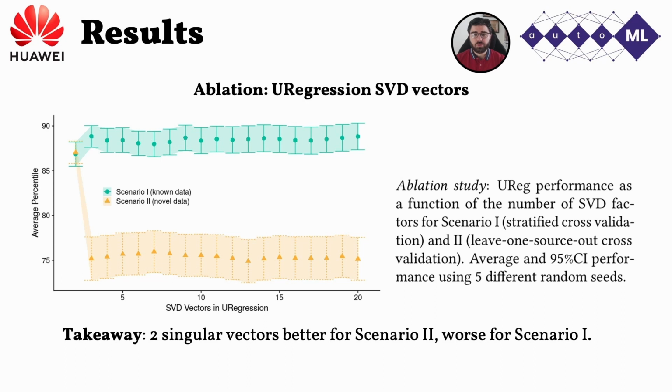Now we're going to show 2 ablation studies. The first one is a study of the effect on performance of the number of singular vectors kept in the singular value decomposition of U-regression, which affects authors in the performance of both heads. We can see how there's only a variation between using 2 vectors or more, with more vectors being better for Scenario 1, but worse for Scenario 2, whereas using only 2 vectors helps keeping the performance consistent across scenarios. This validates our hypothesis and justifies using a different number of singular vectors for the 2 heads of authors.